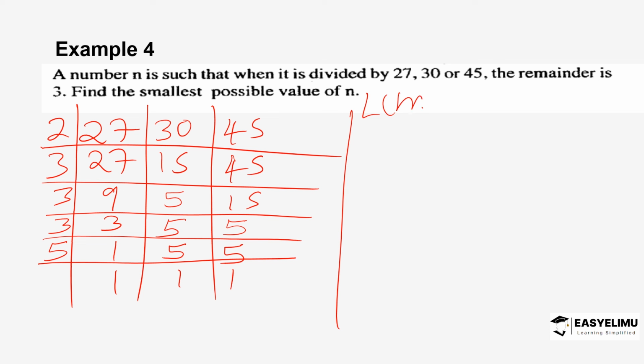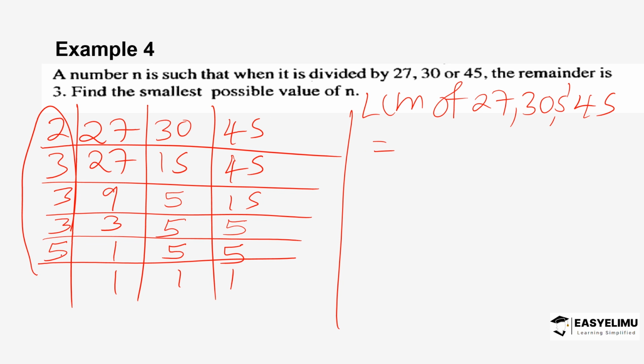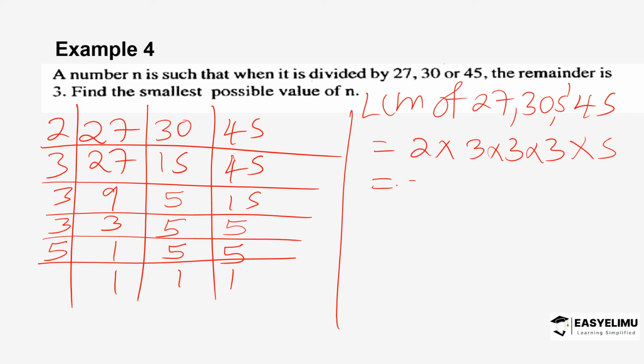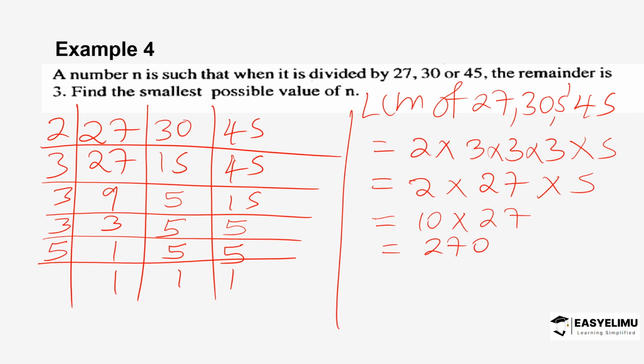So the LCM of 27, 30, and 45 is going to be just the product of this. So that is going to be 2 by 3 by 3 by 3 by 5. So we have 2 by 27 by 5. So you have to multiply two numbers that are going to give us a number ending in a 0. So 5 and 2, 10, and then by 27. So that is the LCM.